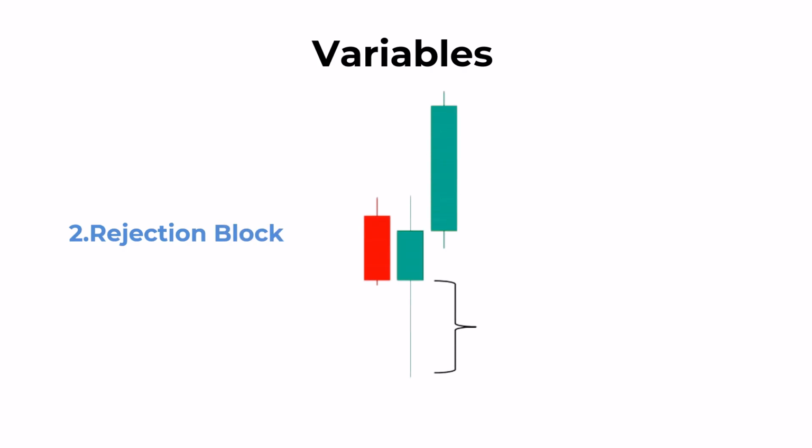Rejection block. This is formed by 2 candles where their wicks hit a liquidity point or rebalance a fair value gap. A sell candle followed by a buy candle creates a bullish rejection block, showing buyers are stepping in. A buy candle followed by a sell candle makes a bearish one. These are great for spotting potential reversals.